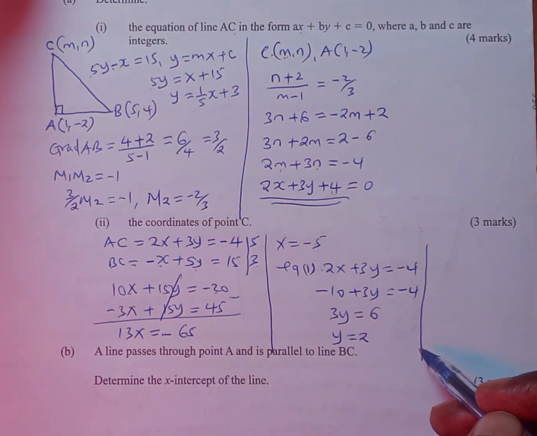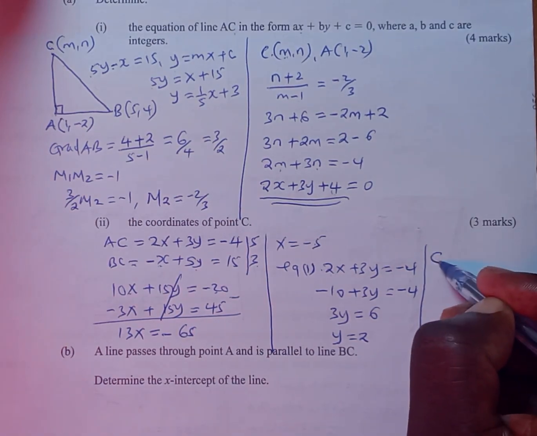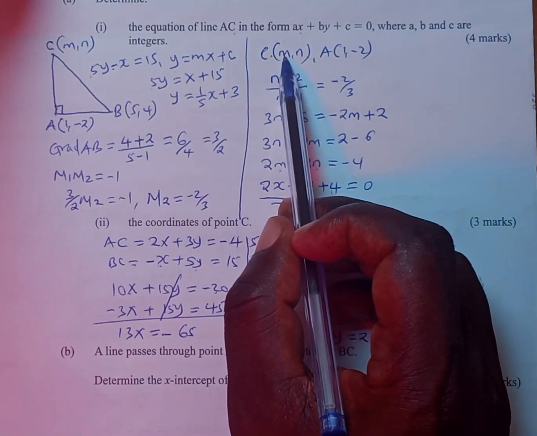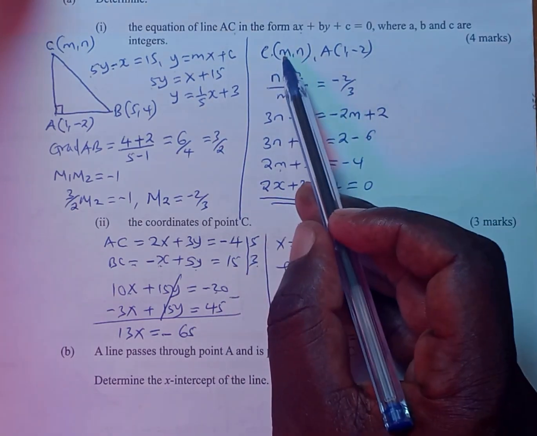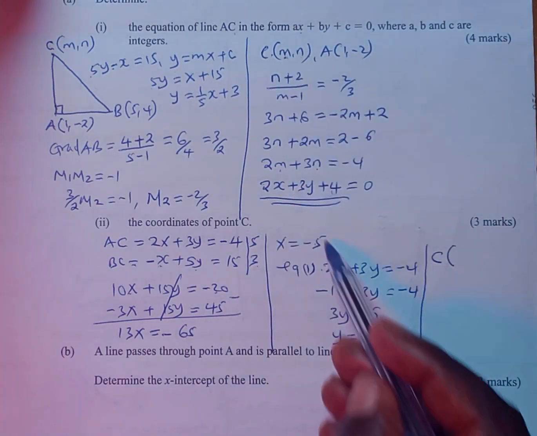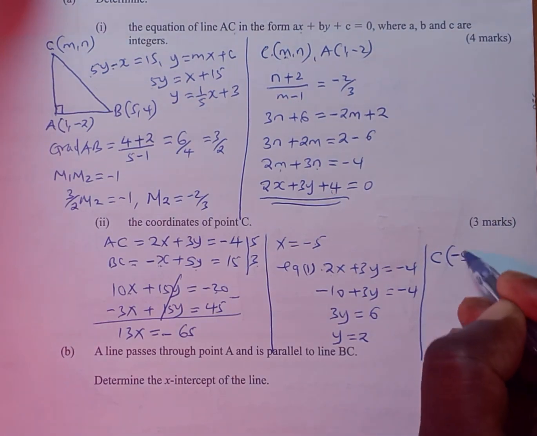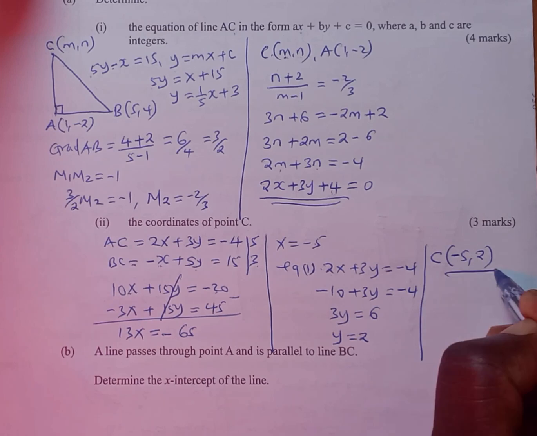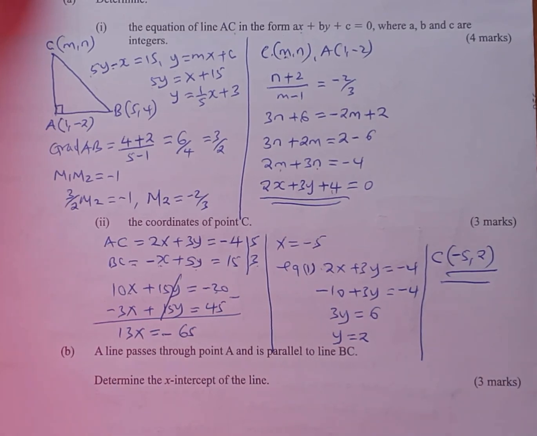Once we have the value of x and y, we can simply write them as a pair of points. M stands for x, and x is -5. N stands for y, and y is 2, and that becomes the answer to that particular question.